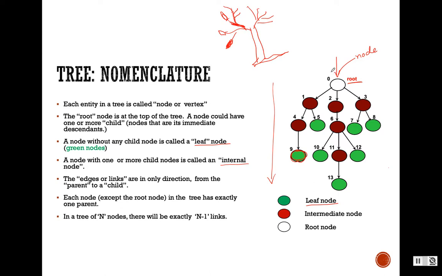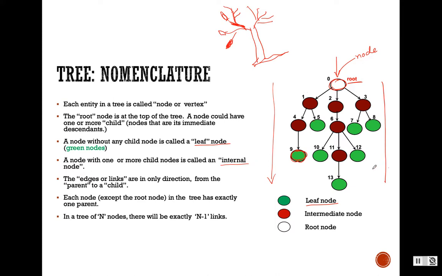For example, in this tree we have 13 nodes. Node 0 is the root, and there are a couple of intermediate nodes that have one or more children, and the leaf nodes don't have any children. The root node may have one or more children, but it doesn't have any parent or ancestor.